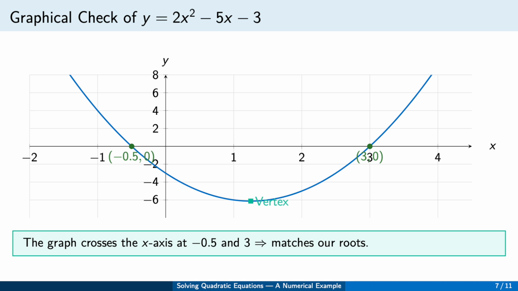Look at the parabola for y equals 2x squared minus 5x minus 3, the x-axis, at -1/2, 0, and 3, 0, matching our roots exactly. The vertex is marked. You can pause to think and see how the symmetry lines up with our algebra.